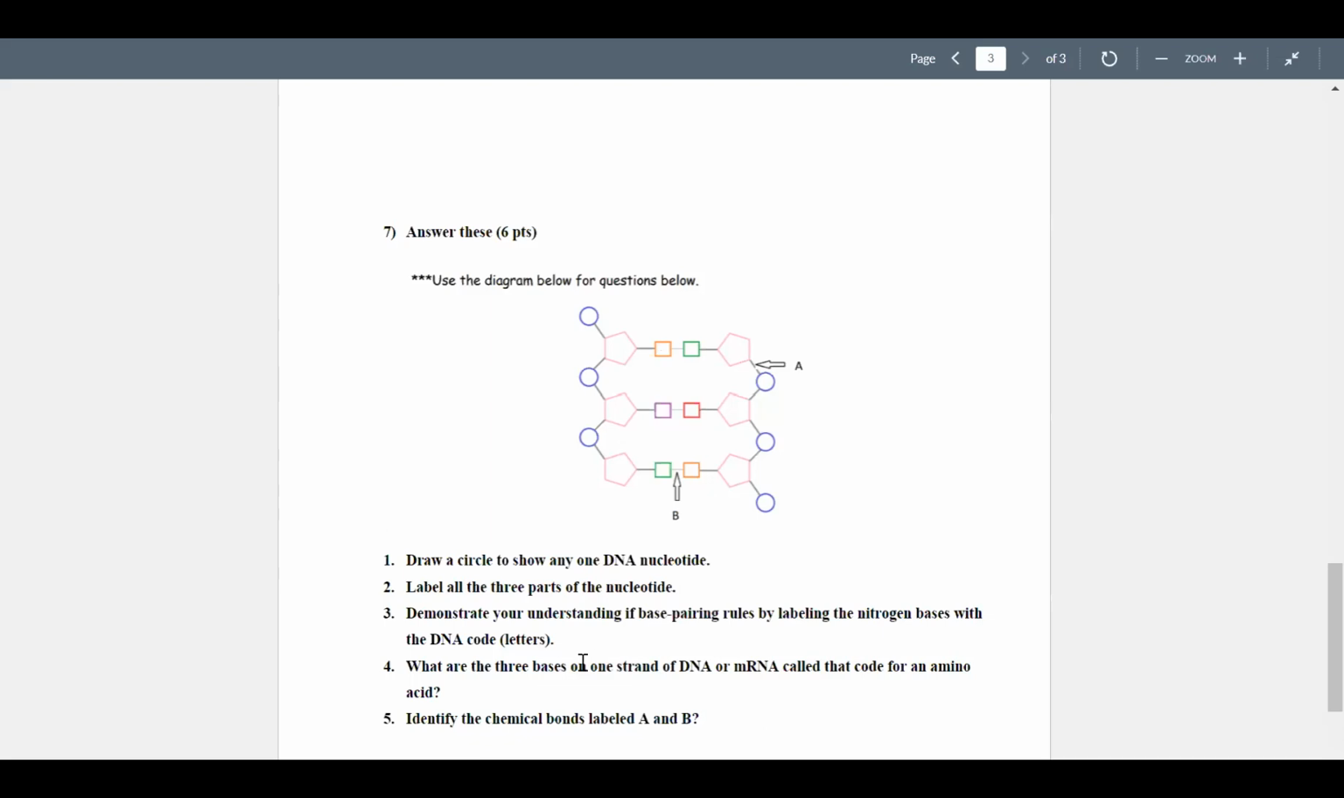Got it. And then, what are the three bases on one strand of DNA and RNA that are called a codon? It's just asking you that code, the code for an amino acid. So when three of the nucleotides code for an amino acid, what is it called? That definition is in one of your slides. So we are going to go back and look at that slide, okay?